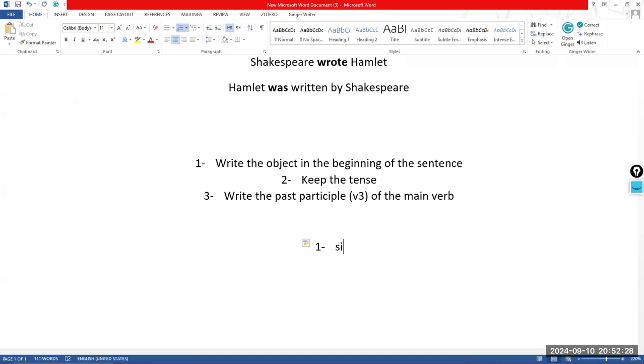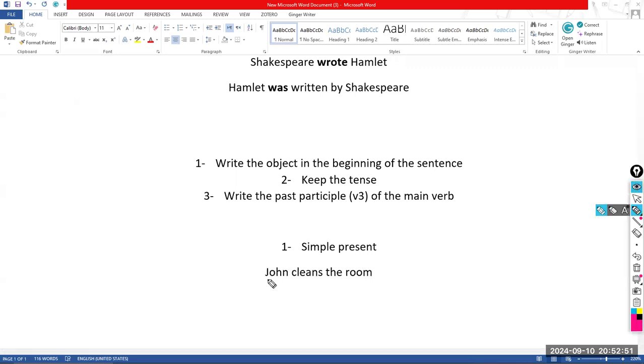Okay, let's apply these steps now on the simple present tense, and we have to apply them on the simplest example ever. The simplest example is John cleans the room. I need you to notice, guys, that John is the subject, cleans is the verb, and the room is the object. What is step number one? Write the object in the beginning of the sentence. Where is the object in this sentence?